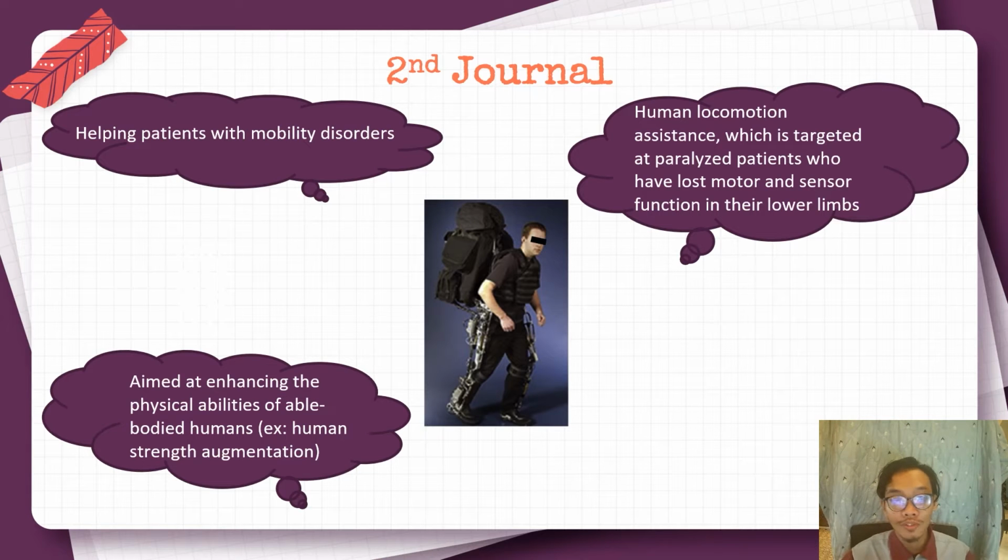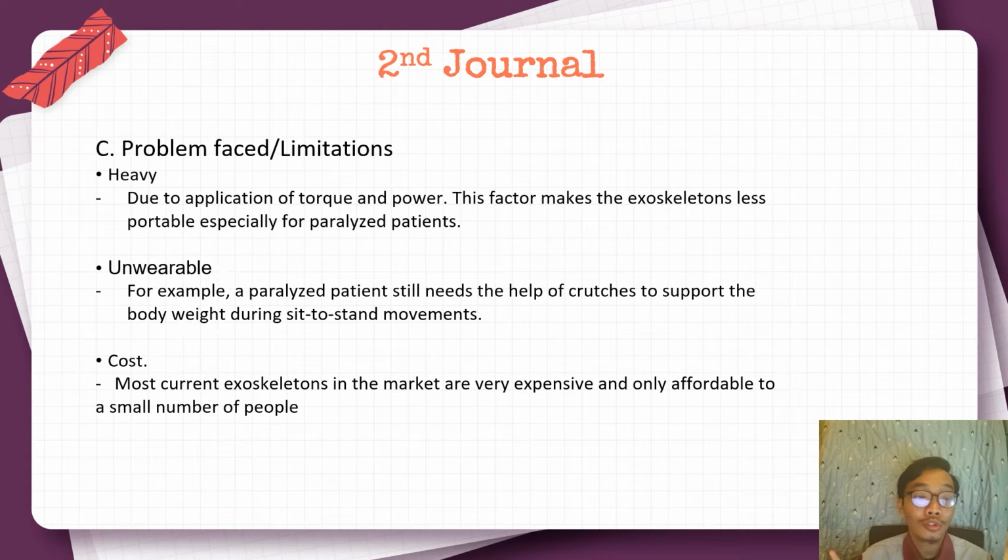The second journal is also very important because it talks about the existing exoskeleton product produced by the Lex company, and this is the target and function of the Lex when they produced their exoskeleton product. In this journal, we also get to know the problems and limitations faced by users of the Lex product. Users commented that the product is heavy due to the application of torque and power. This factor makes the exoskeleton less portable, especially for paralyzed patients.